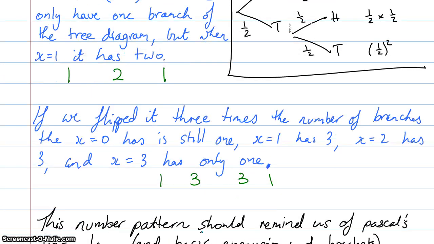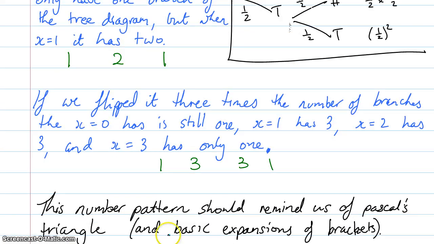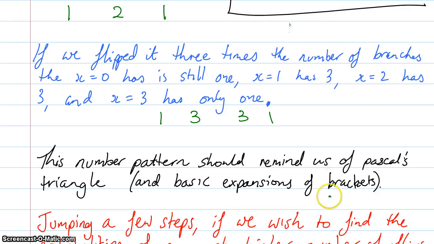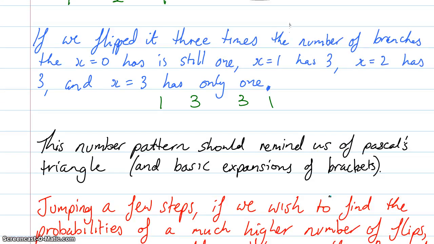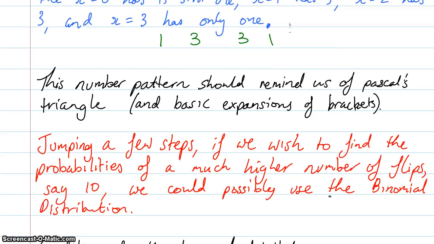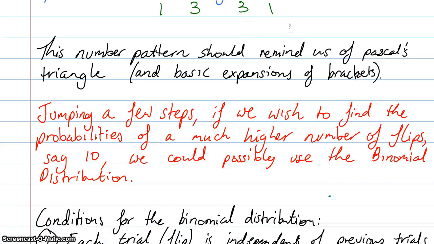This number pattern should remind us of Pascal's triangle and basic expansions of brackets: 1, 2, 1, then 1, 3, 3, 1, and then 1, 4, 6, 4, 1. If we jump a few steps, if we wish to find out the probabilities of a much higher number of flips, say 10, we could use the binomial distribution to find out how many ways that can possibly happen. There's a couple of conditions for using the binomial distribution, and I'll go through those first, and then I'll explore how the binomial distribution actually works.